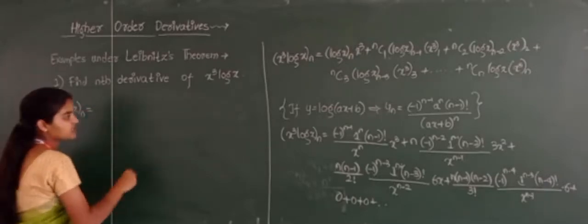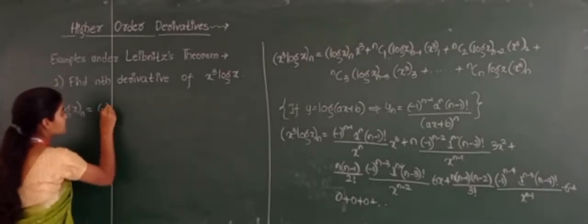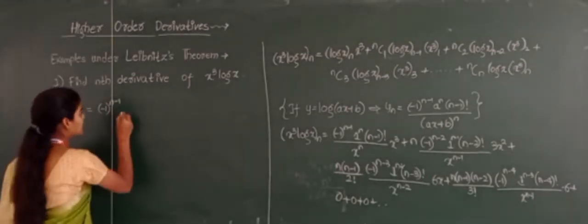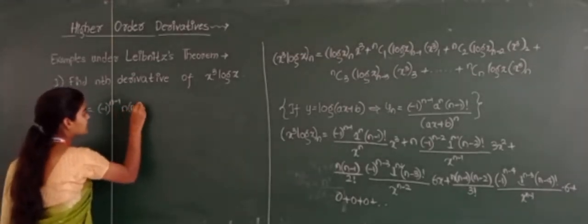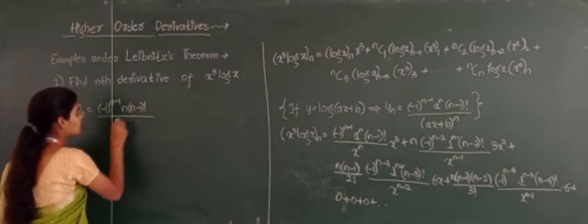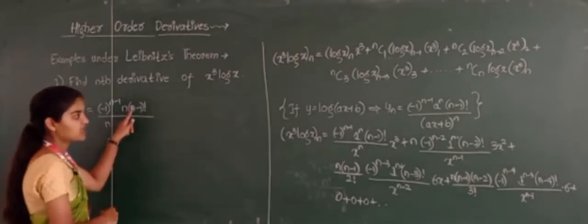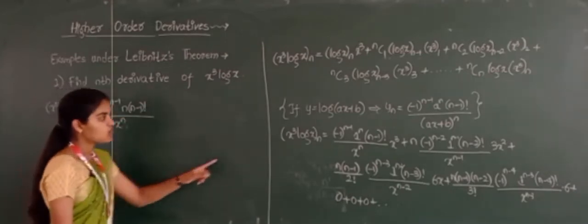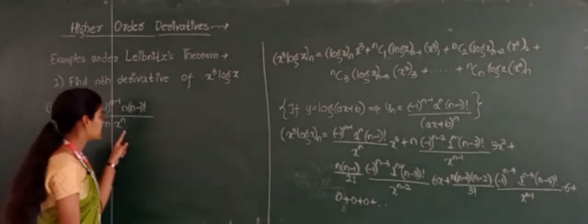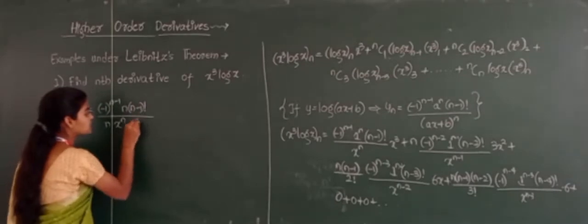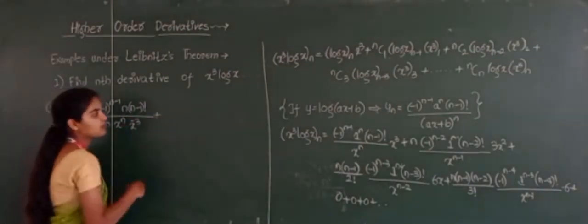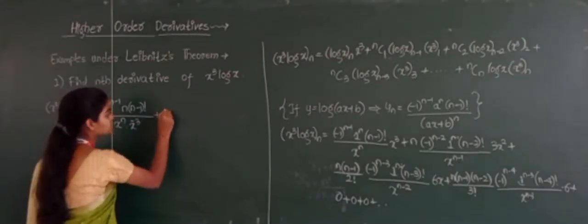I will write as minus 1 raised to n minus 1, and 1 raised to 1 is 1, and I will take multiply and dividing by n. That is what? Multiplying, dividing by n, and the rest of the terms I will write as it is. And whatever this x cube is there, I will take into the denominator. So here it becomes x raised to minus 3. Yes, then plus, next is what?